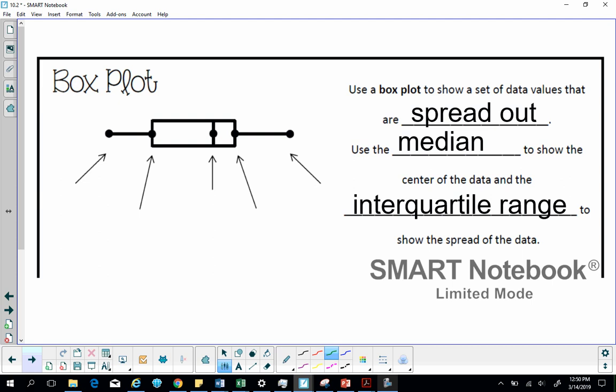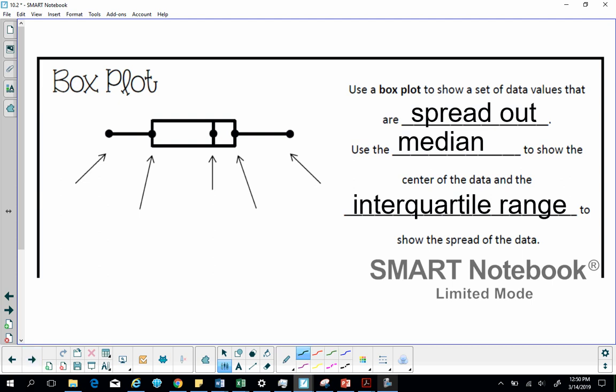So we're just going over the basics of this. Now we're going to be looking at box plots and deriving information out of them. It's used to tell us how spread out the values are, and we use the median to show the center of the data. And the interquartile range shows us how spread out the data is.